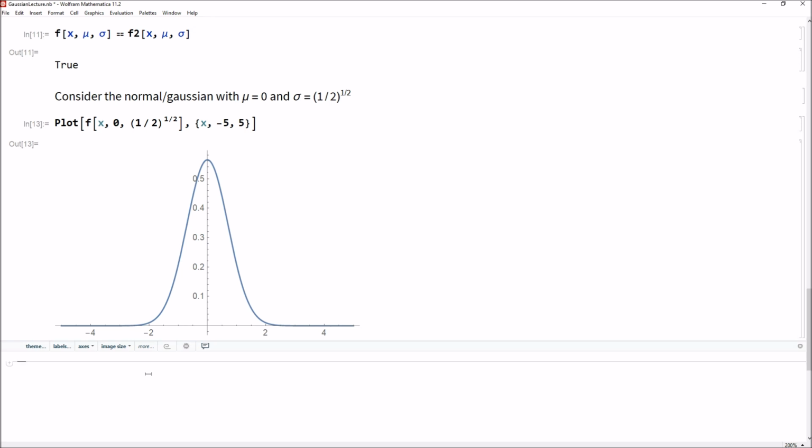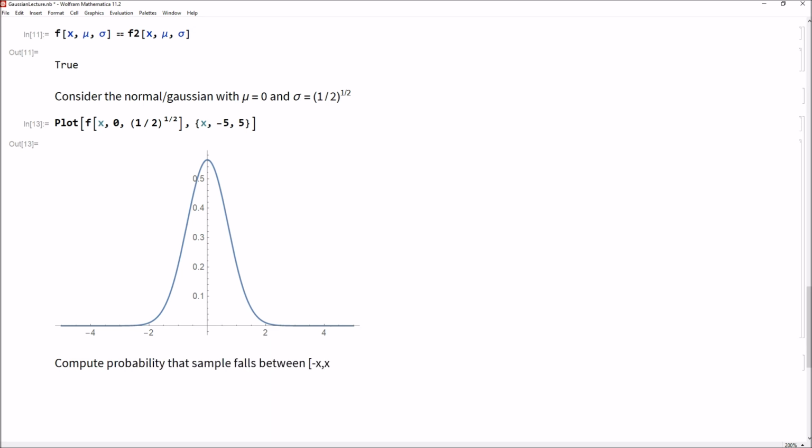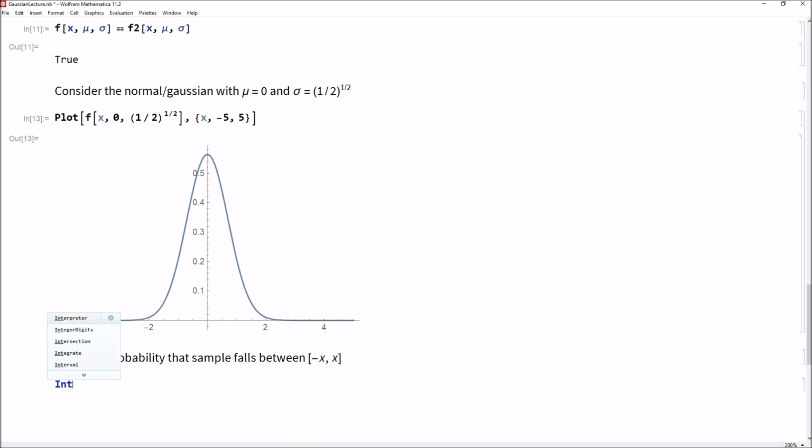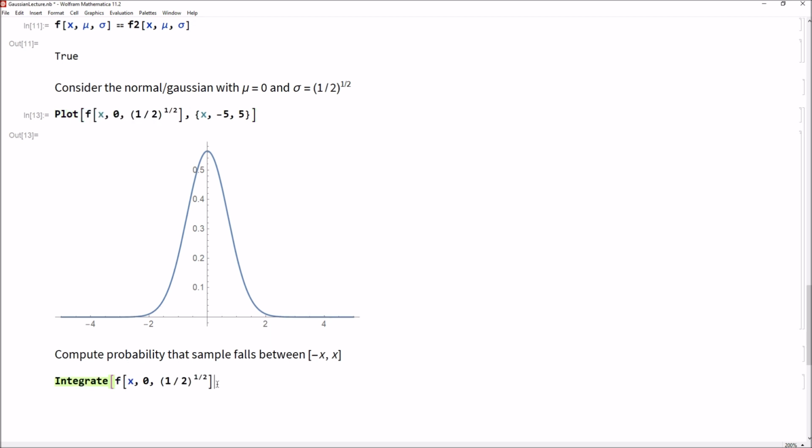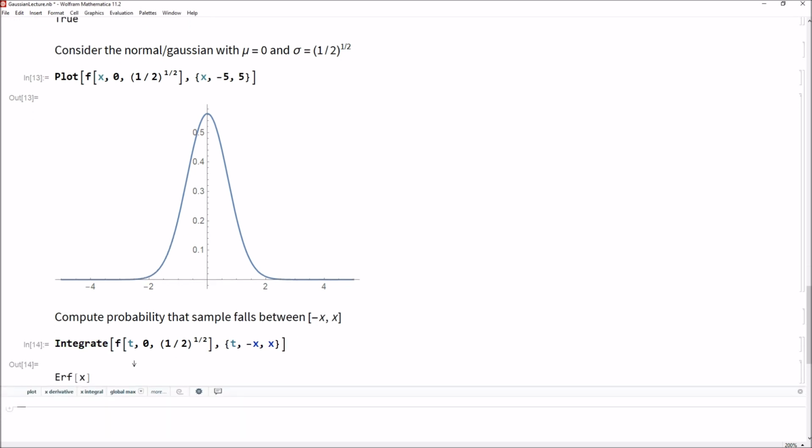Now let's try to do what we did on the board, namely compute the probability that a sample falls between minus x and positive x. The way to do that is I just need to integrate f of this Gaussian function here. Let me copy this so I don't have to retype it all. Integrate this, and we changed the variable of integration, so t goes from minus x to x. If I shift enter that, look at that. Like we said earlier, Mathematica just says, I know what you're doing. You are looking for the error function. So here's the error function.